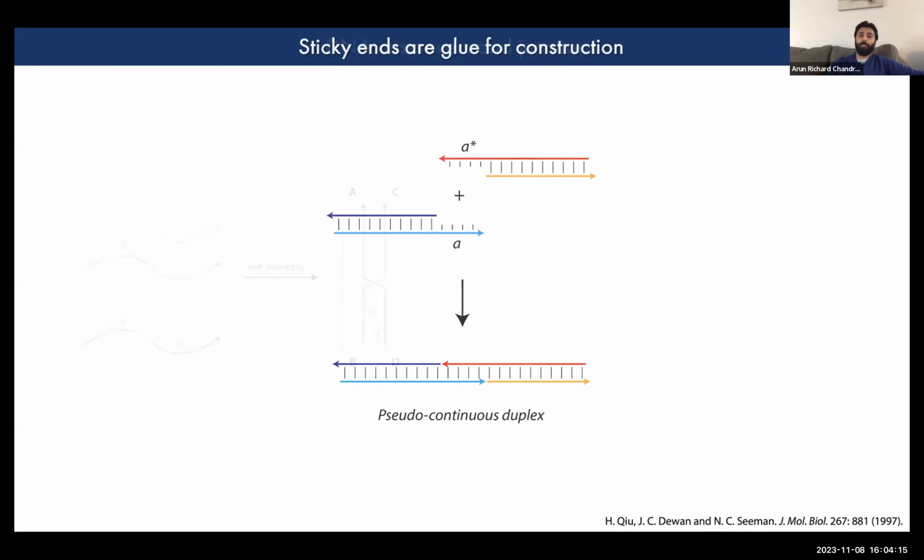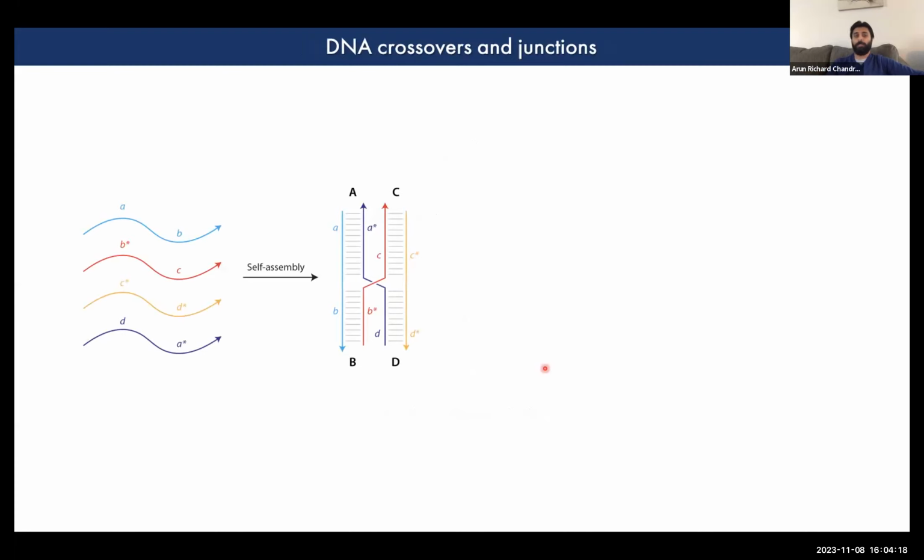And in order to do that, we create branched DNA junctions. We can design DNA with specific sequences. For example, sequence A in the light blue strand is complementary to A star in the dark blue. And same way, sequence D in the dark blue is complementary to D star in the orange strand. So when you now mix these 4 strands together and anneal them, you get the structure, which is a 4-way junction.